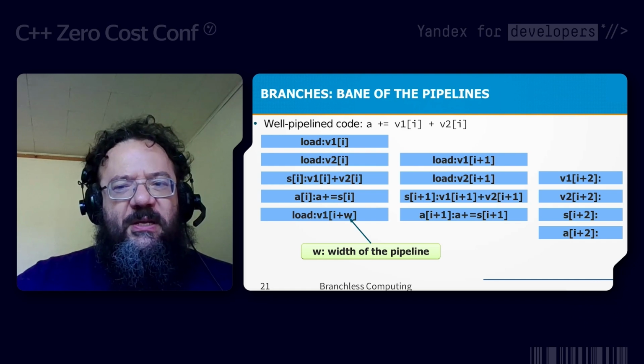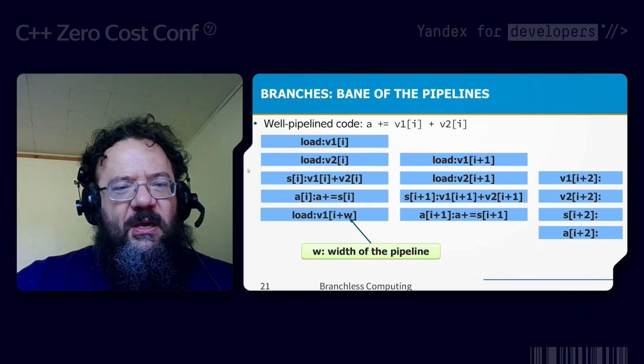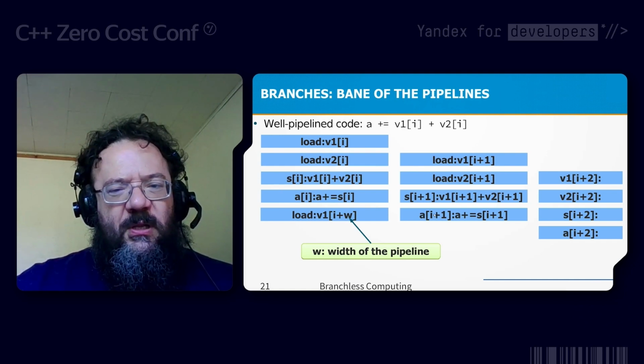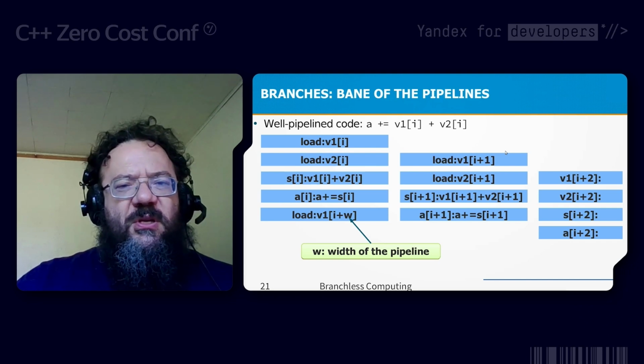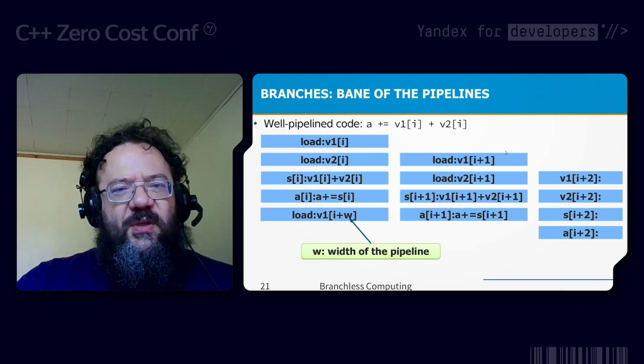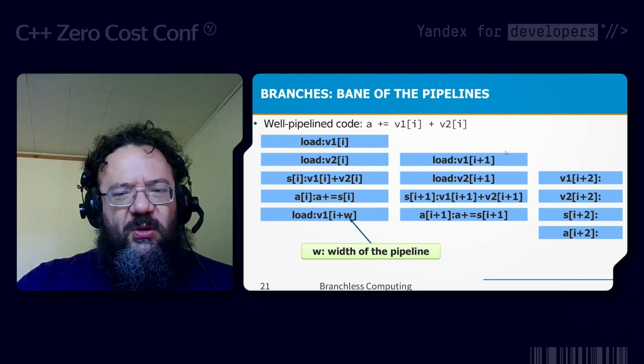A well-pipelined code, as you can see, keeps your CPU fully loaded, except at the very beginning and the very end, but let's assume the loop is long, so it's no big deal. So this gives us our efficiency. Use all of the hardware all the time.